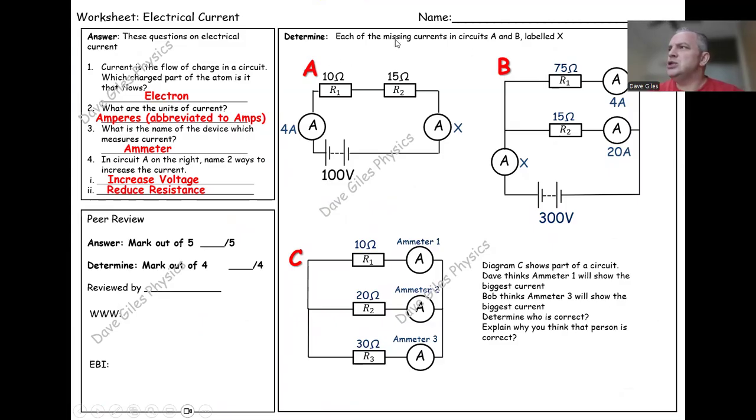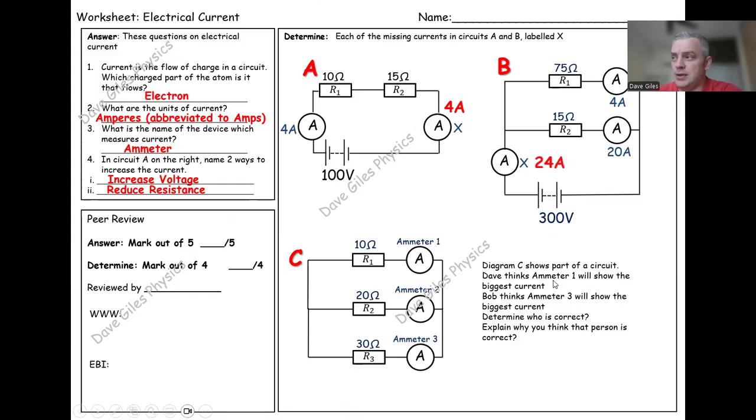Okay. Each of the missing currents in circuits A and B are labeled X. Work them out. So it's a series circuit here. The current is the same everywhere, so it's 4 amps. Here, I've got an unknown current going in and it splits into 20 and 4. So in order to split into 20 and 4, that means we had 24 amps going in.